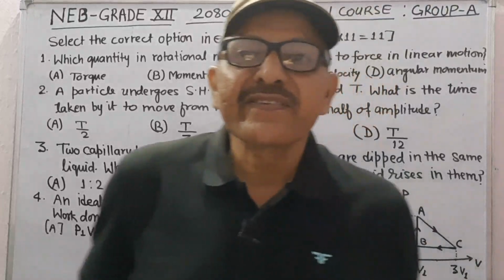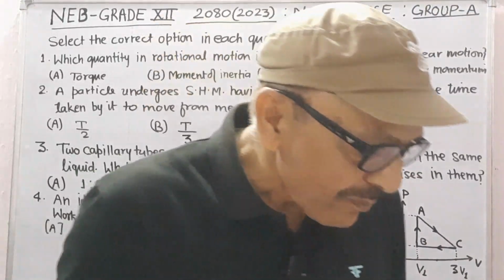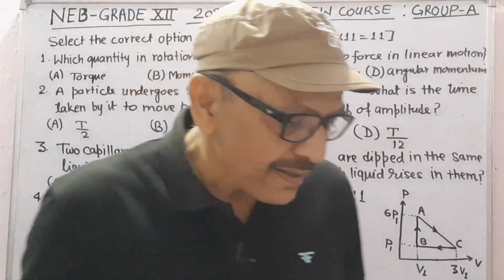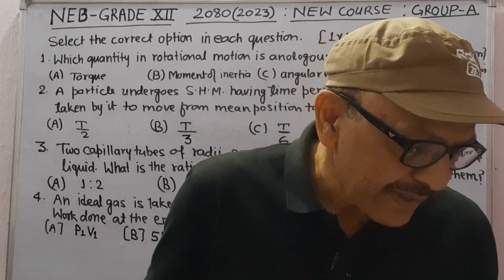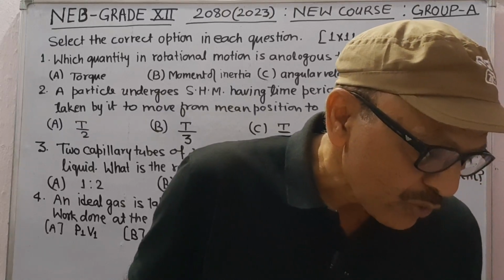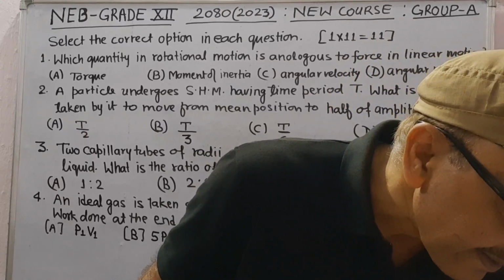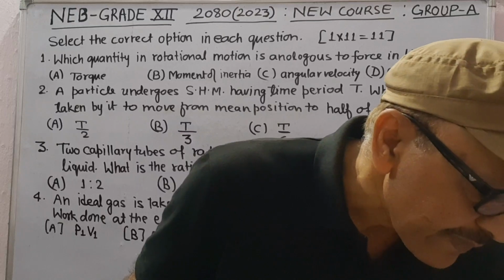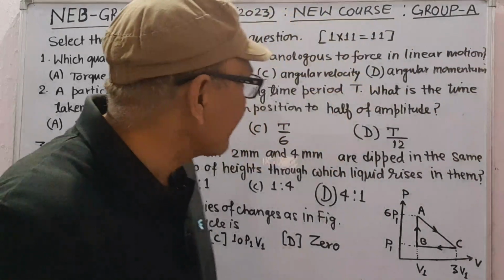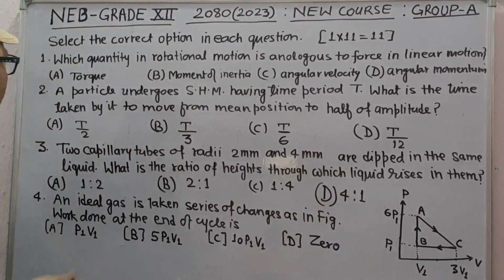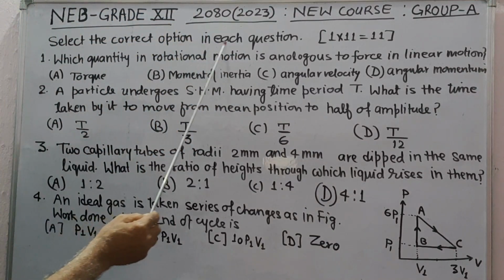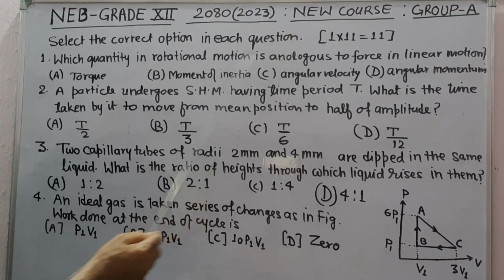Hello dear students, let us solve the multiple choice questions asked in the final examination of National Education Board Grade 12, 2080, that is 2023 BS. Select the correct option in each question.